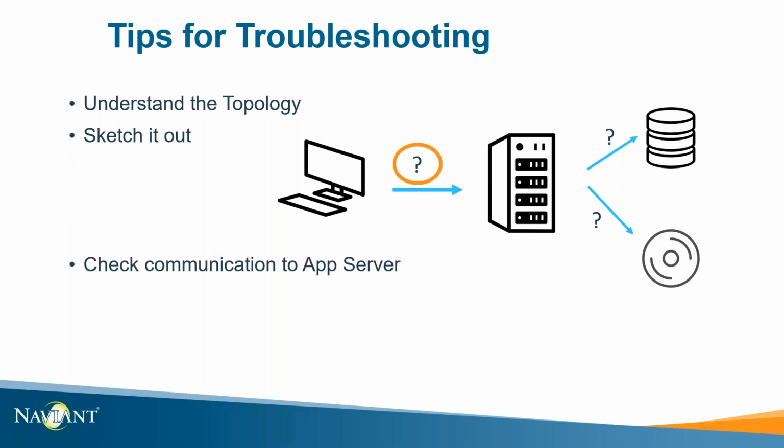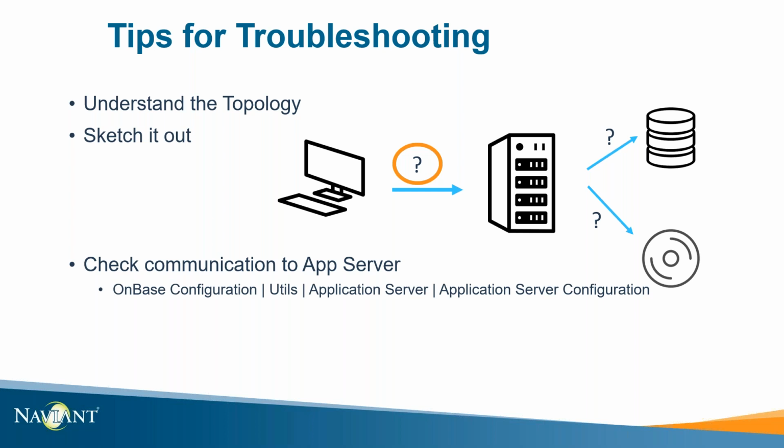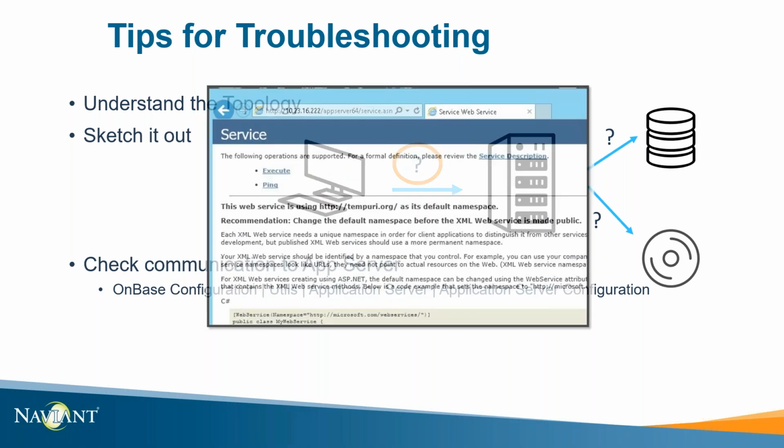Let's say in this sketch, we want to know if the Unity client is even able to communicate to the application server. To confirm connectivity between the Unity client and the server, you can copy the application server service path and paste it into a Windows browser on the client. You can obtain the application server service path by logging into OnBase config and navigating to utils, application server configuration, and there you should see the path. Once it's pasted into your browser, if it returns the service page from the server, you have confirmed connectivity. That page will look something like this.